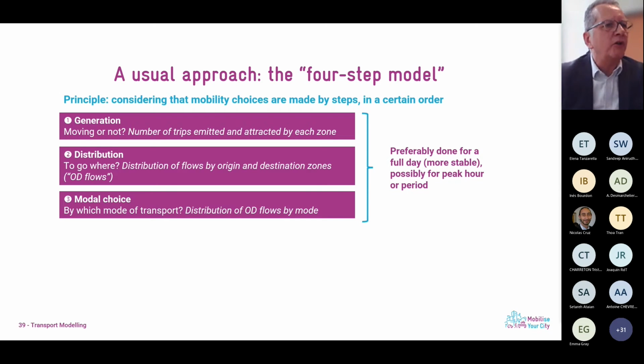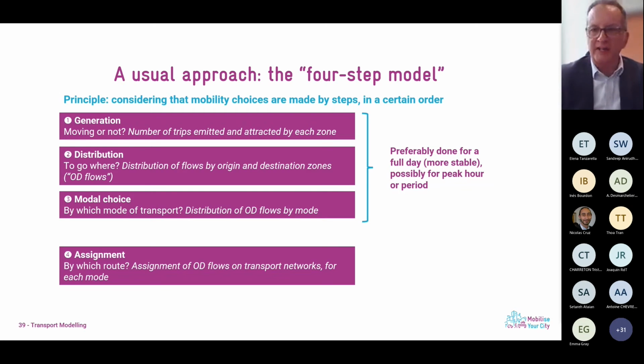This is preferably done for a full day, at least when we speak of transport planning, because it is more stable than just estimating the number of trips generated for a peak period, for example. And then at the end of these three steps, I have origin destination matrices by modes that I can assign on the networks to represent the routes for every origin destination, to evaluate what would be the load of each segment of the transport network.